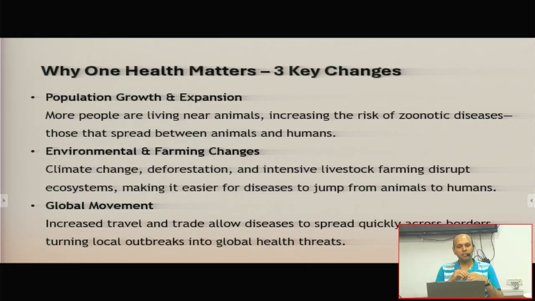Global movement is another important thing. In the earlier days, people didn't use planes to travel. Everyone was using trains and other things. But now global access is huge, so increased travel is there, and trade is there. So that allows disease to spread quickly across borders. And sometimes we have diseases coming from different places, for example in different countries, where it is not known, it has never been seen, and then suddenly it spreads.